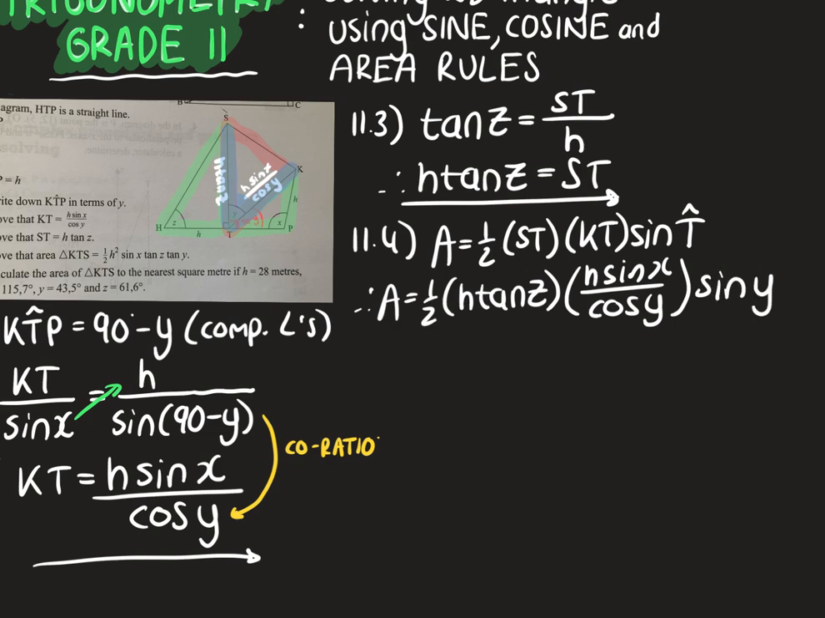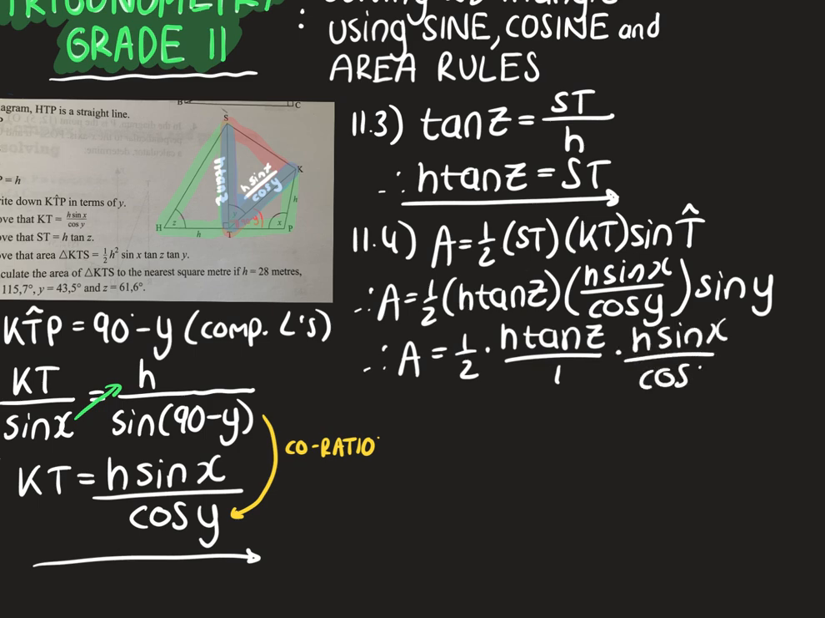Now, everybody, I'm going to change everything into fractions just so that it's easier to work with. So we've got a half, times h tan of z all over 1, times h sine x over cos y, times sine y over 1. Now, according to how fractions work when we're multiplying, we multiply everything at the top together and everything at the bottom together. So the area equals 1 times h tan z times h sine x times sine y.